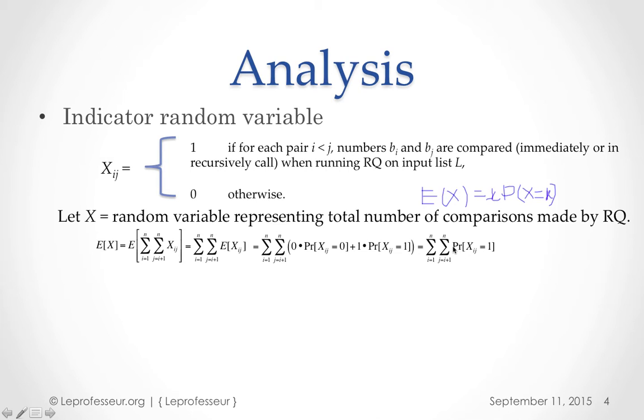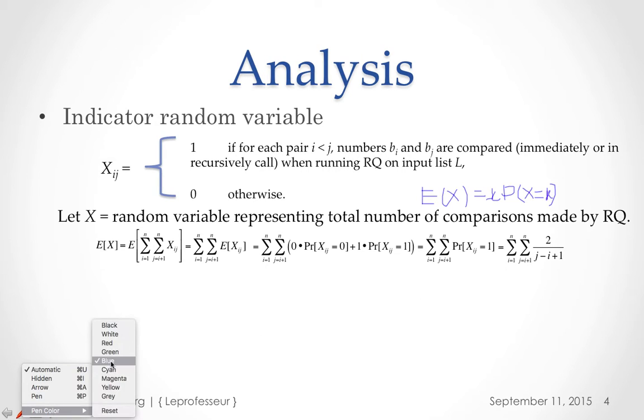Now, what is the probability of variable Xij to be true? It turns out to be 2 over j minus i plus 1. We're going to come back to this after I define a few more terms, but for now just see that the probability of the random variable taking the value 1 is 2 over j minus i plus 1. Now it's very simple, you just take the summation and you get the answer.